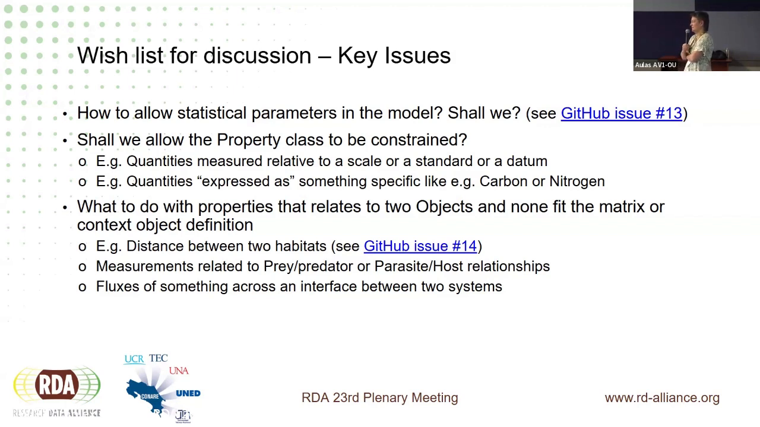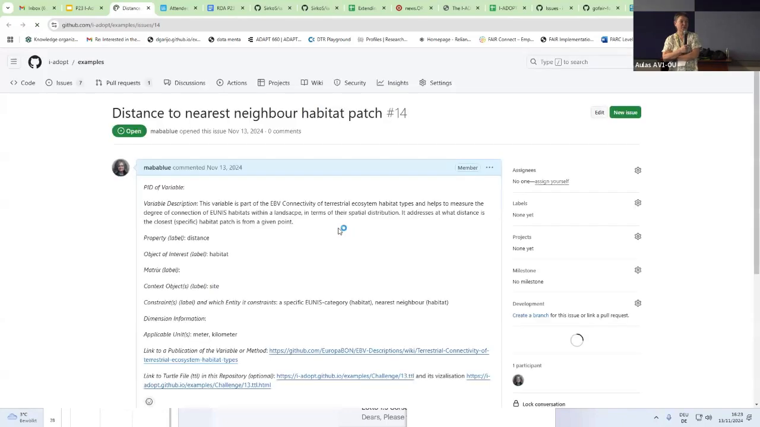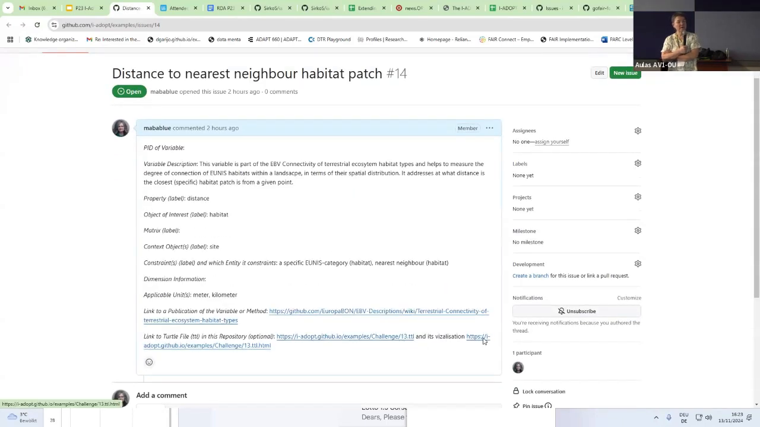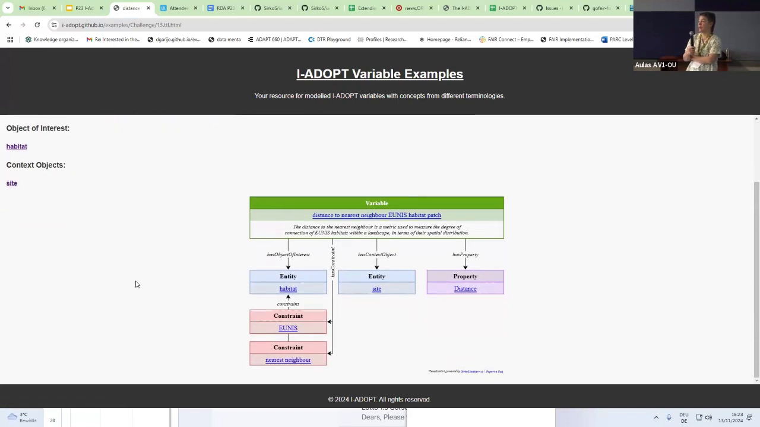Any question about that? No? Okay, so the next on the list is what to do with variables when the property relates to two objects of interest and none fit either the matrix or the context object definition. We had that in the challenge. We were submitted a variable which was the distance between two habitats. But when I thought about it, we can also think about measurements related to prey-predator relationships, for example. There are a few like that which you might have difficulty fitting into the IADOPT model.